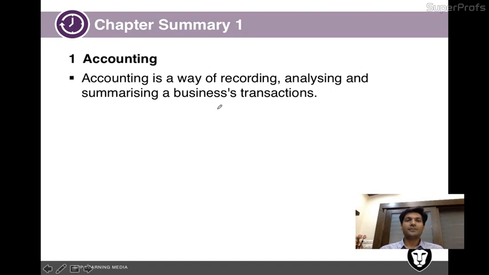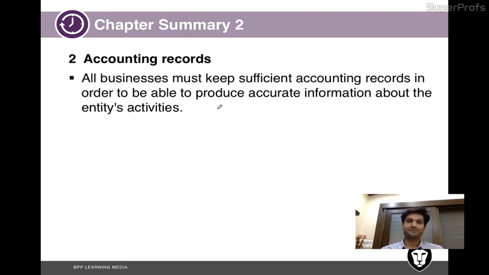So now we do the chapter summary. What is accounting? Accounting is a way of recording first of all, then you need to analyze, and third but not the least, you need to summarize the business transactions. What are accounting records? All businesses must keep sufficient accounting records so that they are able to produce accurate information to the users about the company's financial activities.